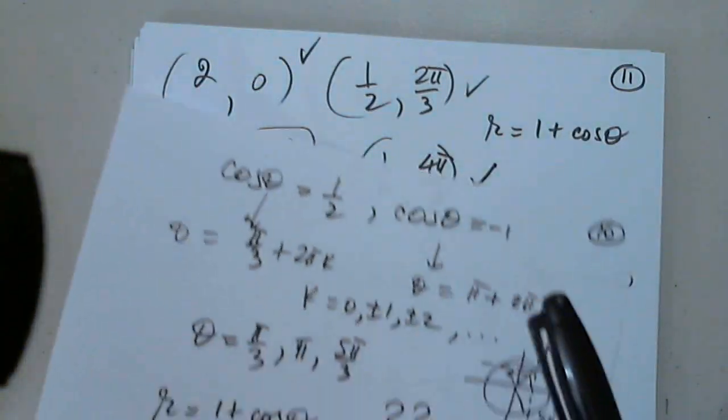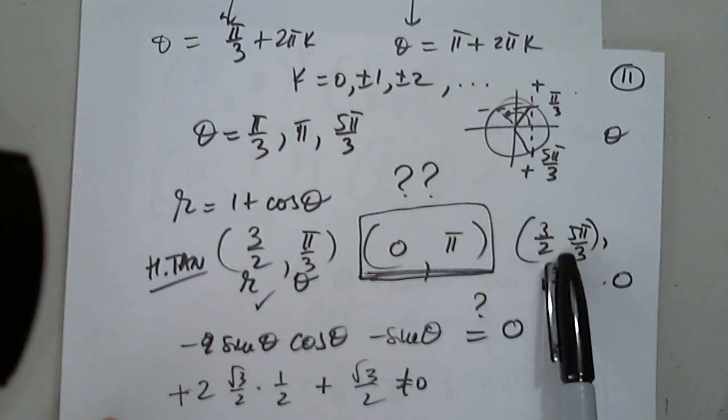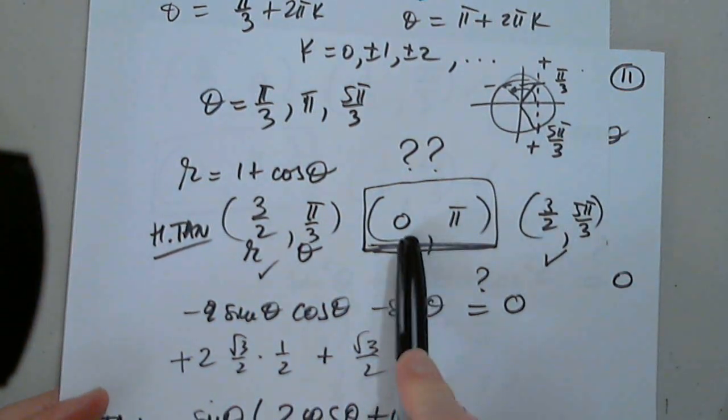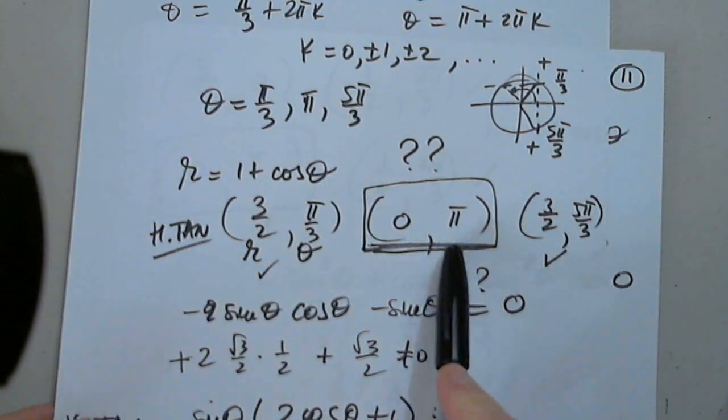So last investigation, and the only thing that we still need to do: the vertical tangents are at these 3 points guaranteed, the horizontal tangent at these 2 points guaranteed, but we don't know what happens at 0 comma pi, when r is 0 and the angle is pi.